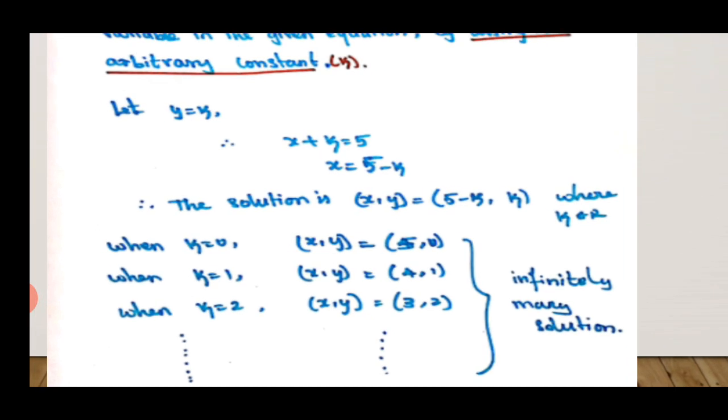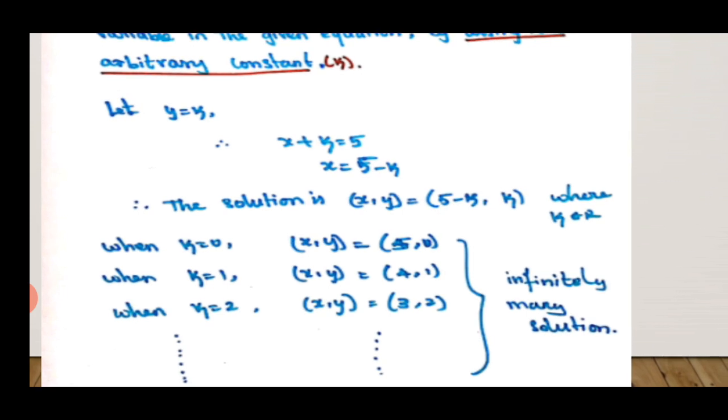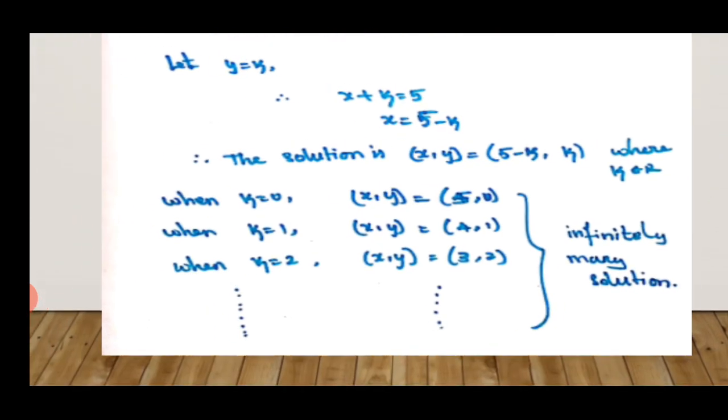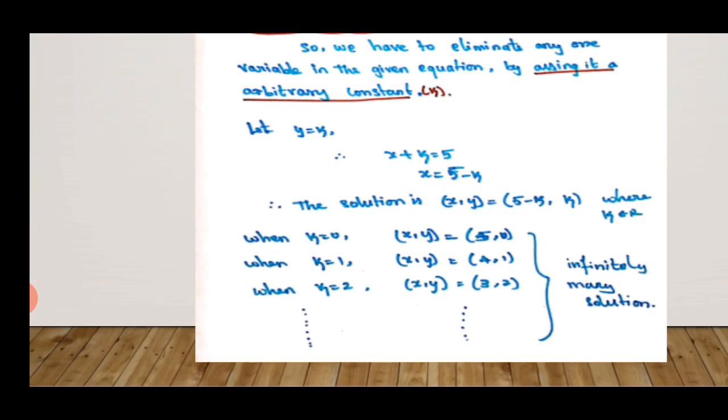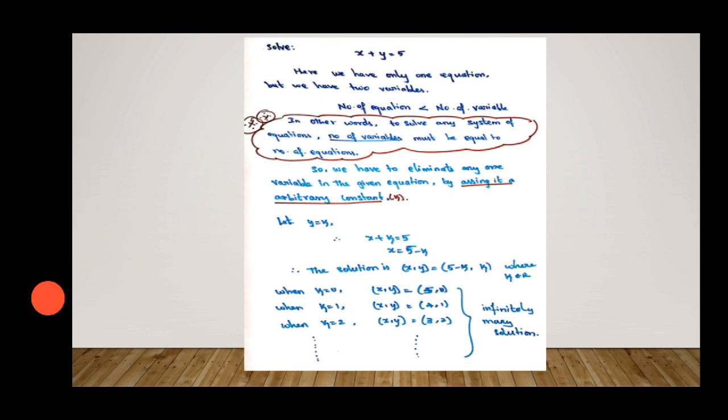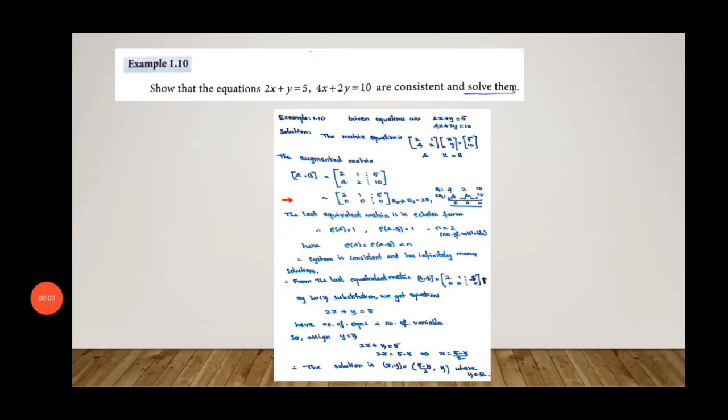You can apply infinitely many real numbers. So when you apply the numbers in this solution set, you will be getting infinitely many solutions. So this is the reason why we get consistent, and has infinitely many solutions. So now we are going to see the sums.